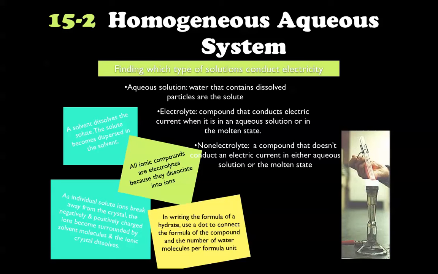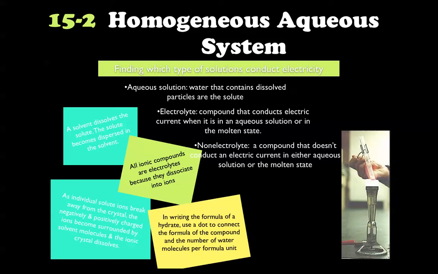Then we move to section 2, and we learn more about the homogeneous aqueous system. And in this, we're finding which types of solutions conduct electricity. So we're just moving more into depth with water systems. So the aqueous solution is water that contains dissolved particles, and those are called the solute. So those kind of go hand in hand, the aqueous solution and the solute. And then we move on to the electrolyte, which is a compound that conducts electric current when it is in an aqueous solution or in the molten state.